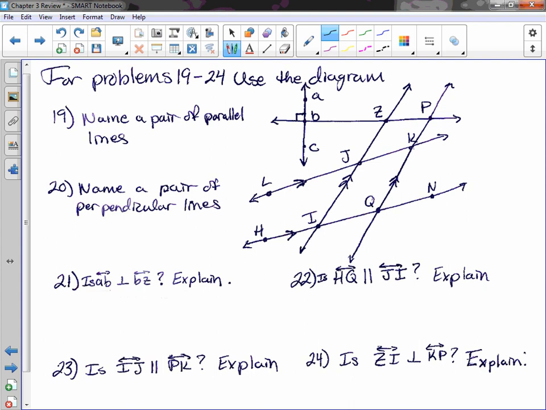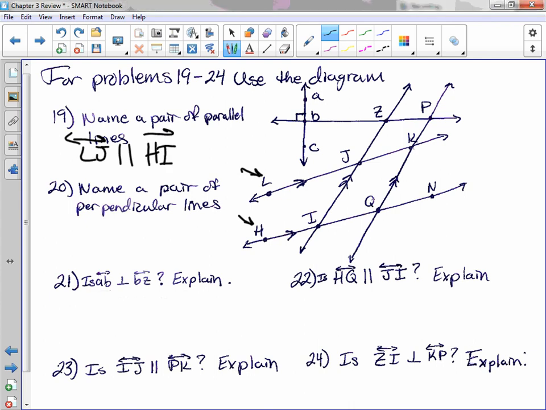Questions on 19 through 24. Is there one of those that y'all want to look at? So if we want to name a pair of parallel lines, we need to see which sets of lines have the parallel arrows on them. So I see that this line and these two lines here are parallel. So I could say that LJ is parallel to HI.